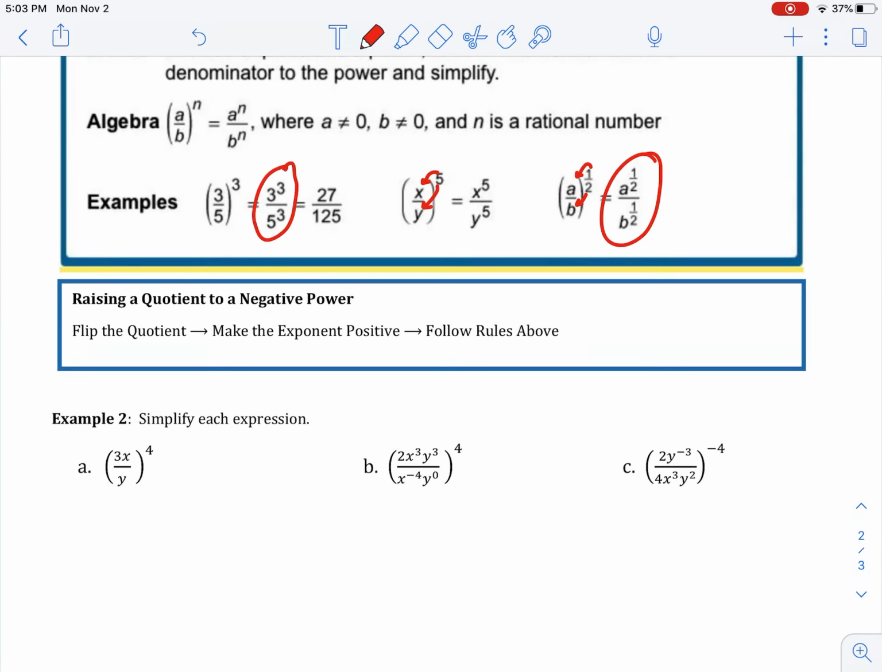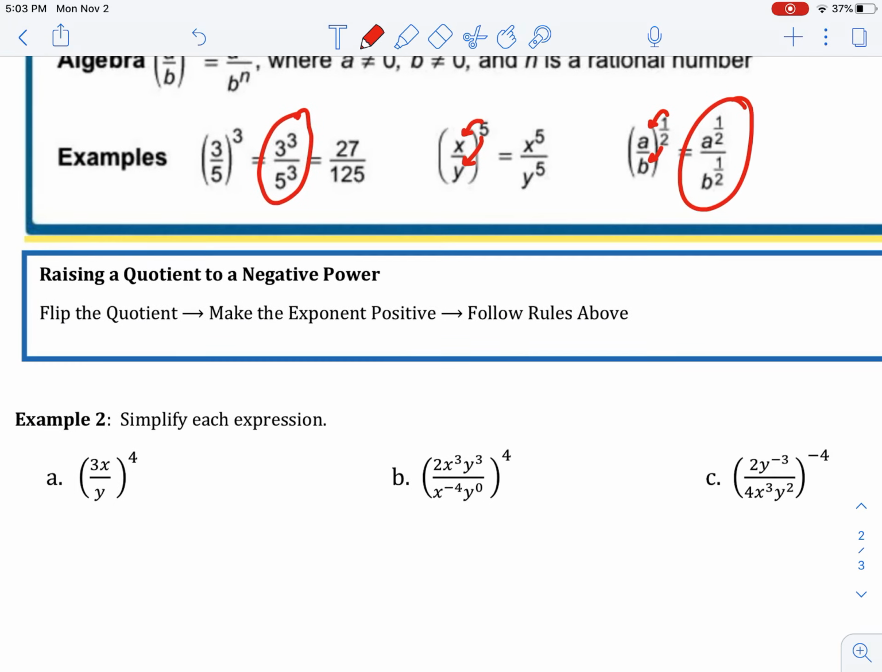All right. There's this other rule. If I raise a quotient to a negative power, we don't have to know this rule to get the negative powers right, but I think this rule makes things easier. If you have a negative power, so when we get down to example 2c, you're going to see we have a -4 on the outside.